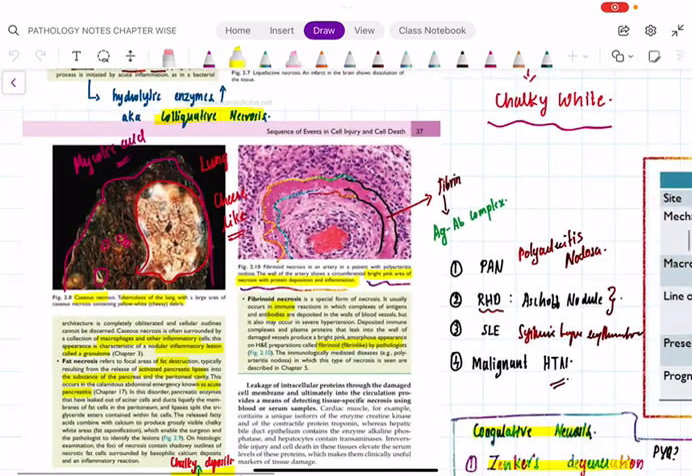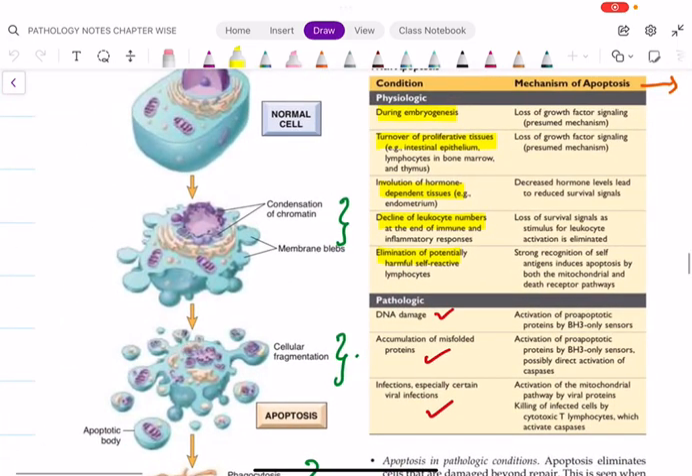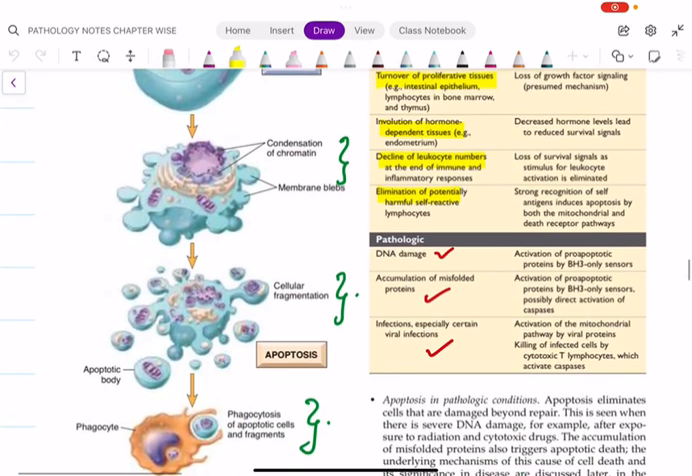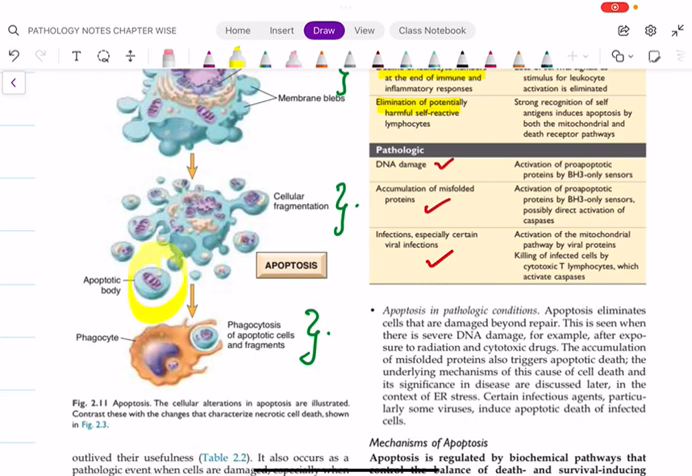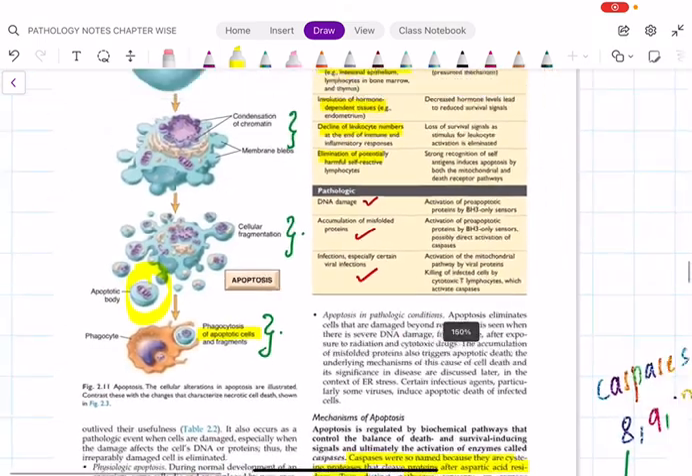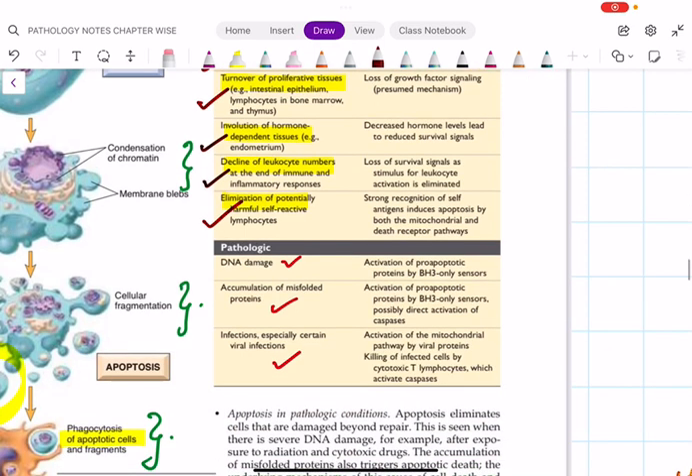Once that is done, let us see what are the pathways of apoptosis. You can see here a normal cell which will undergo some condensation of chromatin, finally cellular fragmentation, apoptosis, and finally the apoptotic bodies will be released. One such apoptotic body is the Councilman body. You will see it in viral hepatitis. Finally, it will be phagocytosed. So what are the physiological causes? You have a lot of examples here: during embryogenesis, turnover of proliferative tissues, involution of hormone-dependent tissue, decline of leukocyte numbers, elimination of potentially harmful self-reacting lymphocytes. Pathological: accumulation of misfolded proteins, infections like viral infection.